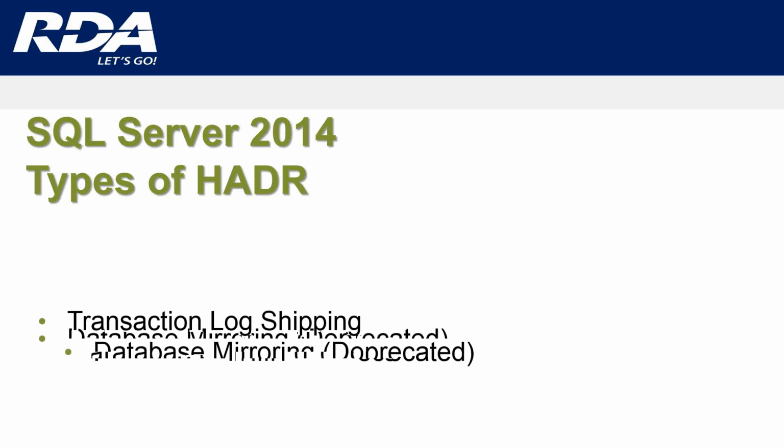Now, in addition to mirroring, we also have transaction log shipping, which also has some issues. The first is it's not automated. It doesn't automatically fail over. You have to manually fail over transaction log shipping. The second is it's difficult to manage. It's not the easiest thing to set up and keep track of.